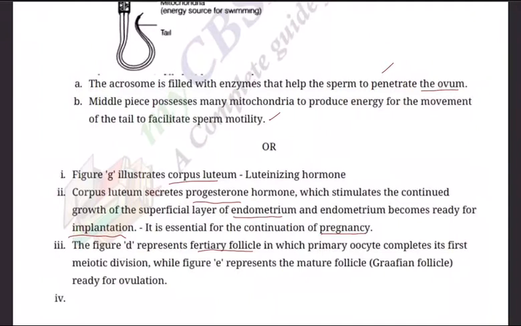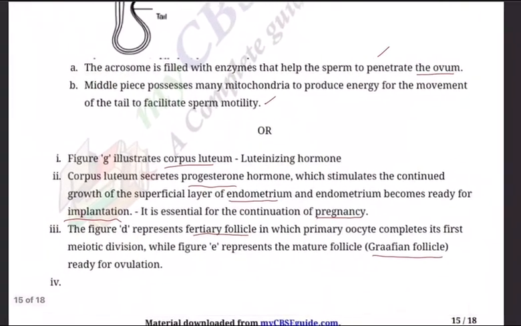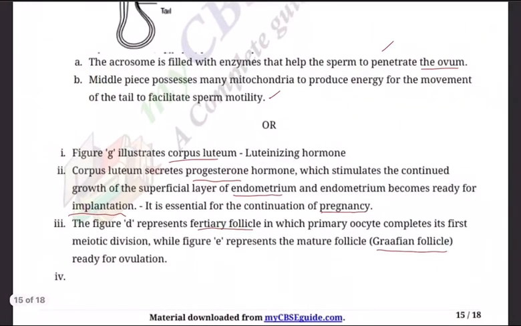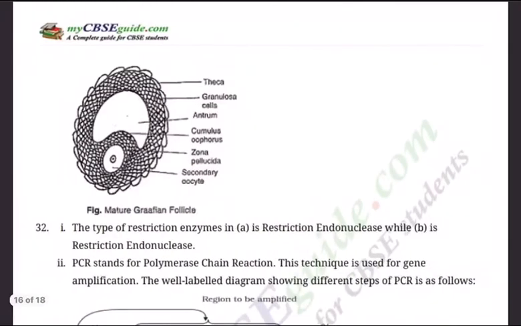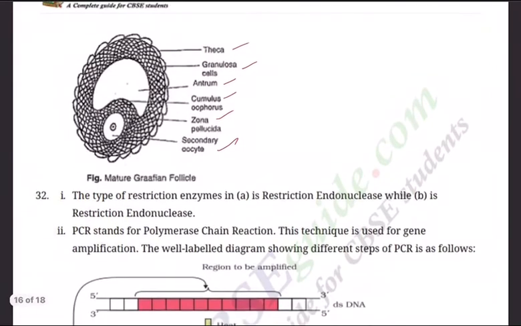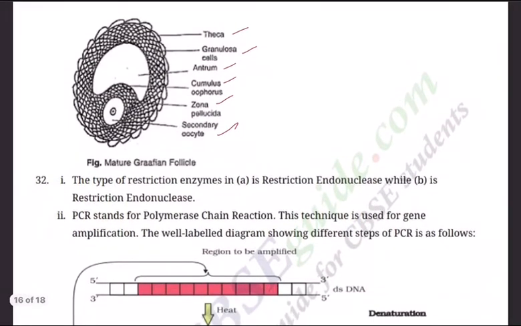Question 3. What is the difference between D and E? The figure D represents a growing follicle in which primary oocyte completes its first meiotic division, while figure E represents the mature follicle, that is Graafian follicle, ready for ovulation. Now question 4. Draw neat labeled sketch of Graafian follicle. So you need to draw the sketch like this and label it. Theca, granulosa cells, antrum, cumulus oophorus, zona pellucida, secondary oocyte. So this is how you need to draw the diagram.